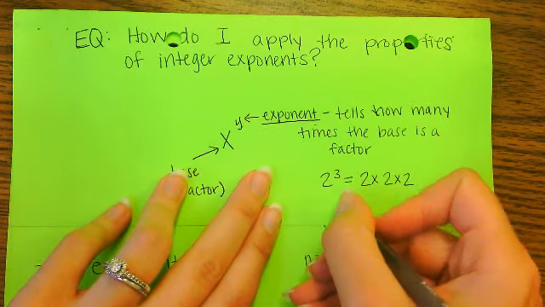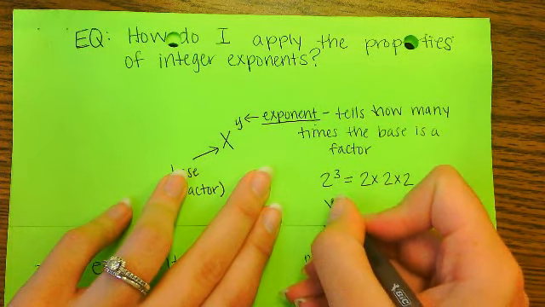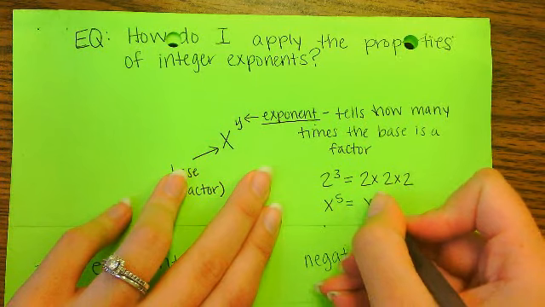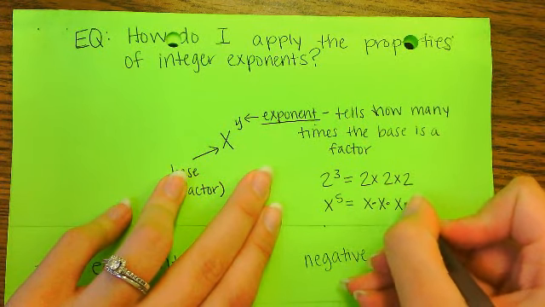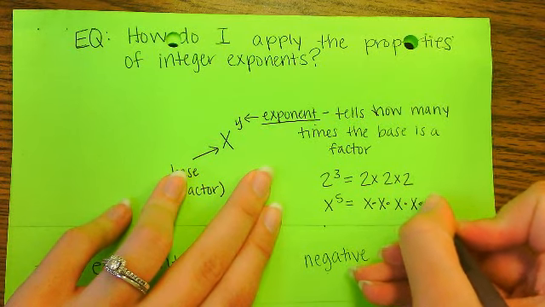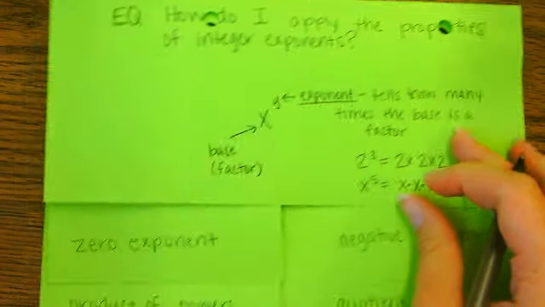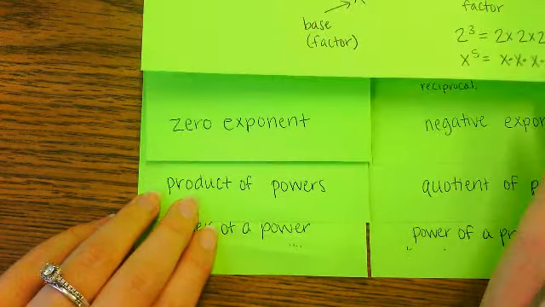If I'm dealing with, which we'll see, a few variables, if I'm dealing with something like x to the 5th power, then that means that my base number is x. I don't know what x is worth, but I do know that I have to multiply it by itself 5 times. Alright, we're going to look at product of powers first, so the middle part of your foldable on the left side.